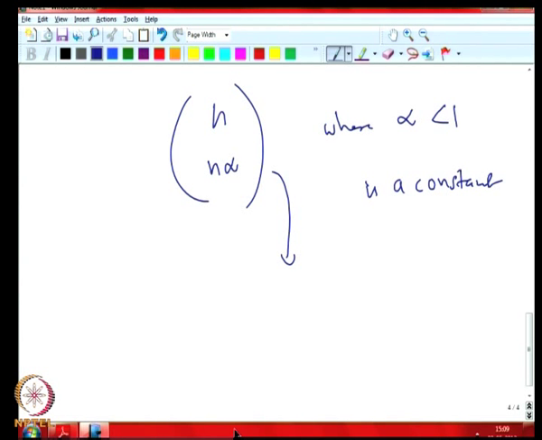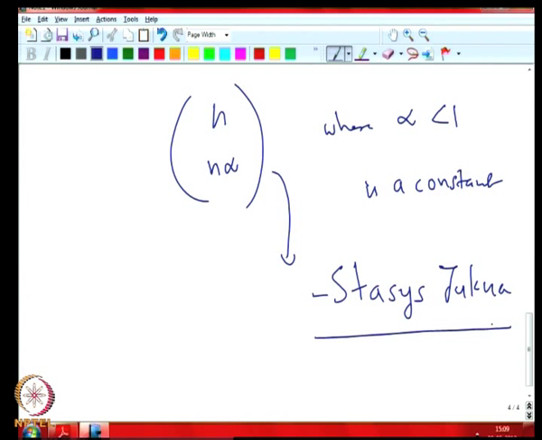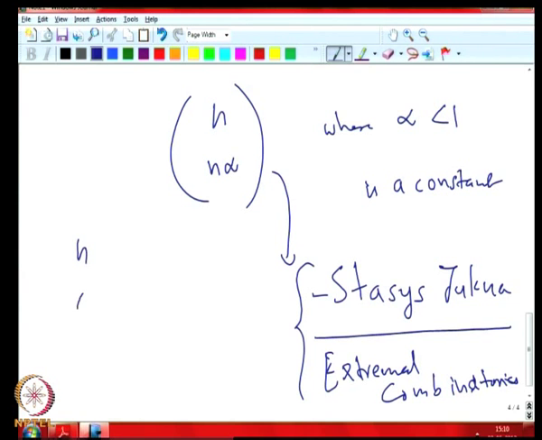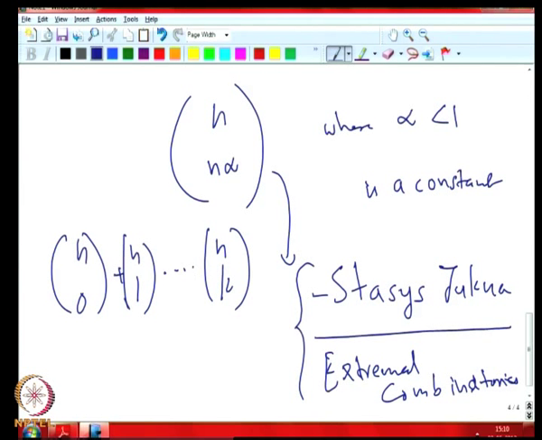But in Stasys Jukna's Extremal Combinatorics you can see some exercises. I have mentioned this book in the first lecture. This is called Extremal Combinatorics. You can get some exercises which you have to work out, and it is not very difficult. You just substitute the formula and then manipulate, and also some partial sums, n choose 0 plus n choose 1, up to a certain quantity, if you sum n choose k, what can you tell about some upper bounds. This kind of questions are dealt with in some of the exercises there in Jukna's book.